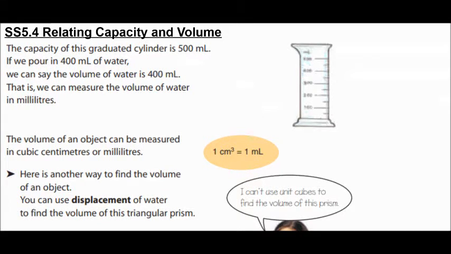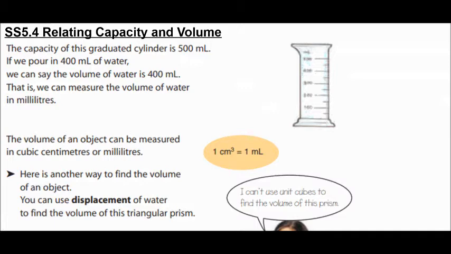In this lesson, we will be talking about capacity and volume and how they are related. So I have a graduated cylinder in the picture there, and it has a capacity of 500 milliliters. If we pour 400 milliliters of water, we can say that the volume of the water is 400 milliliters. That is, we can measure that volume of water in milliliters.